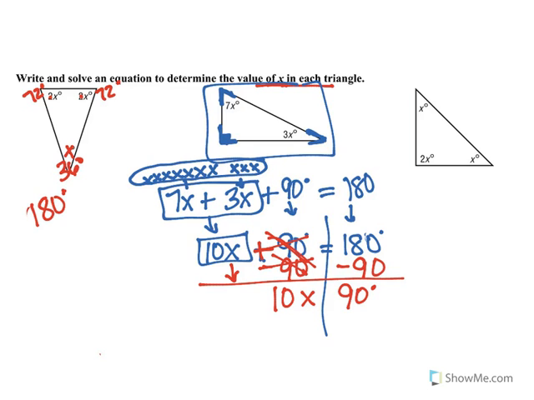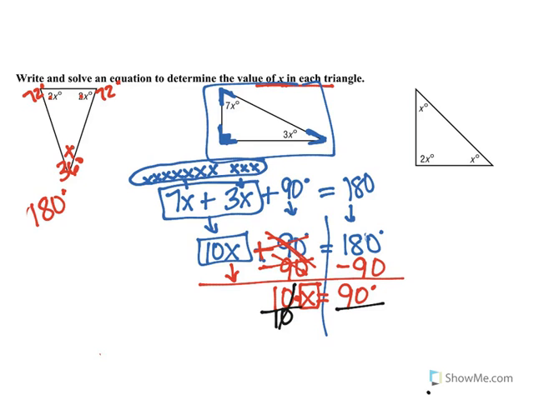I need to solve for x. All right, what's happening between the 10 and the x? They're multiplying. You're the variable. How do you get rid of times 10? By doing the opposite. What's the opposite of times? Divide.